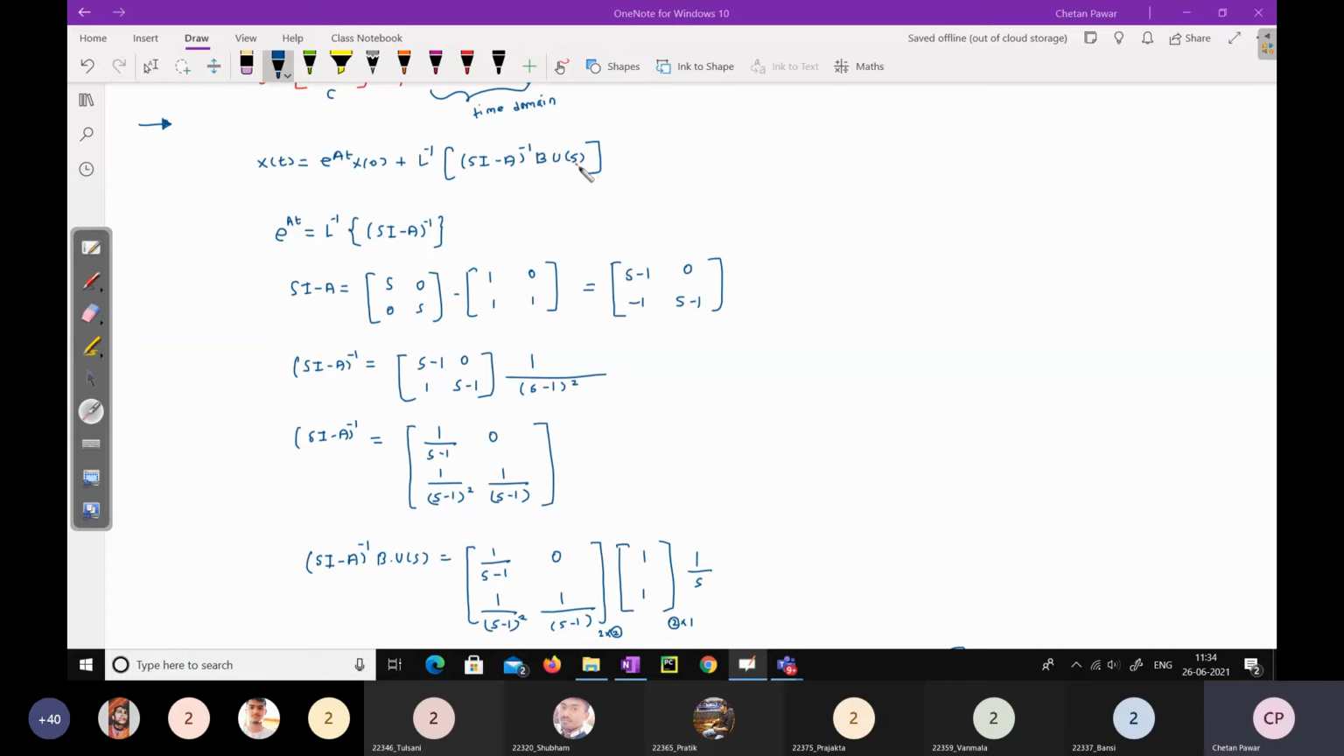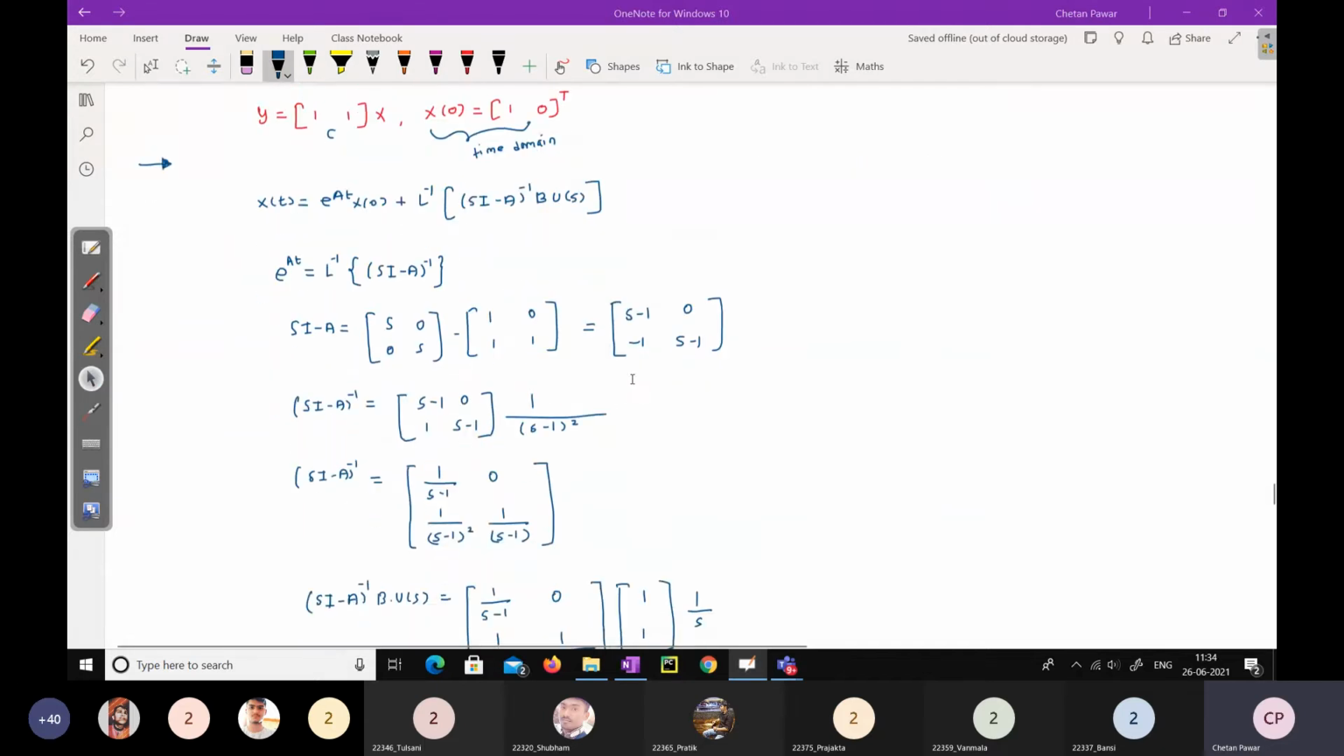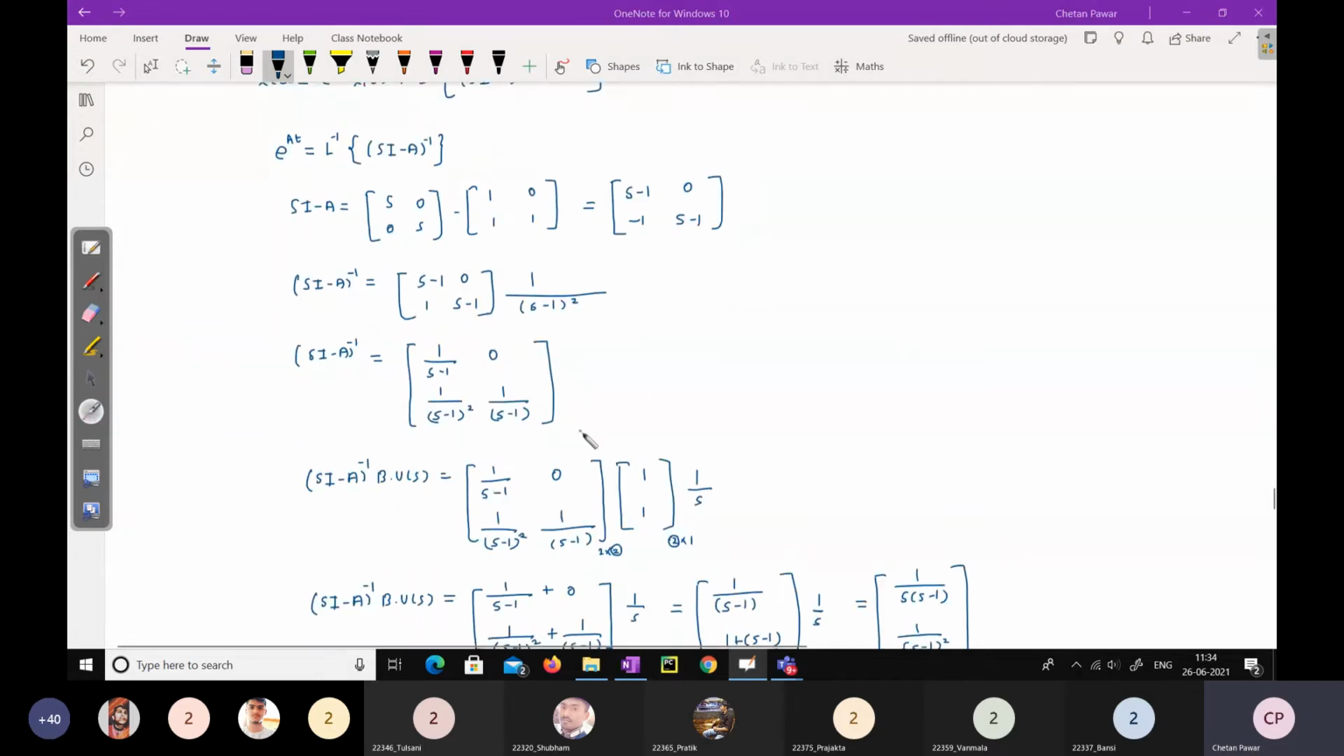This is multiplied by B and U of s. So what is U of s? U of s is the input's Laplace transform. What is the input? Unit step. So what will be the Laplace transform? What will be the value of U of s? That will be 1 by s, because the unit step input is there. This will be the B matrix and this will be the U of s, and this will be the sI minus A inverse term.